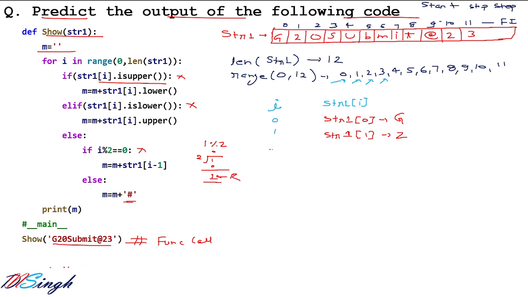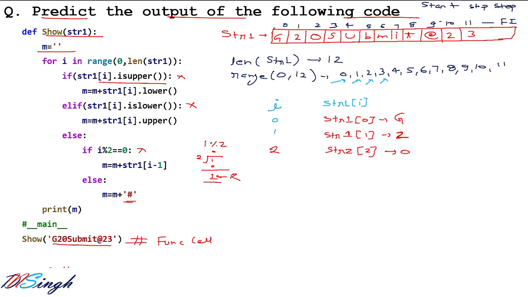Okay, next the I value will be 2, and str1 of 2 is what? Str1 of 2 is 0. Okay, this is not z, this is 2. Okay, here you have 0. So 0, because the value at index 2 is what? 0 here.